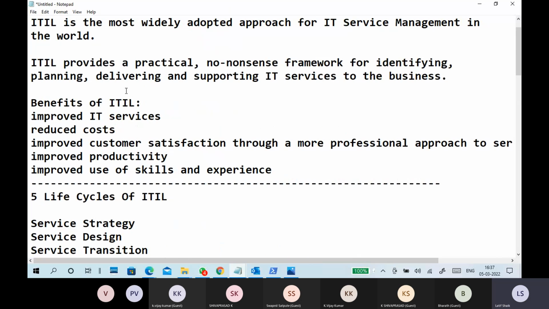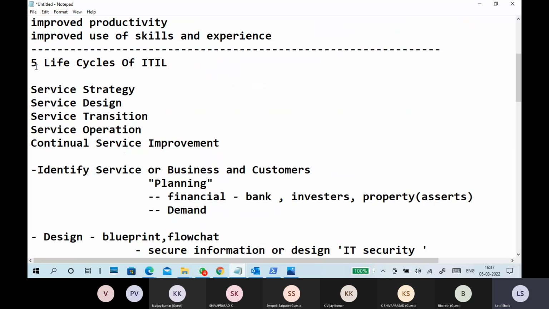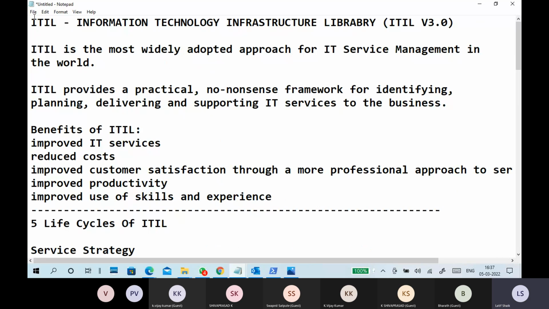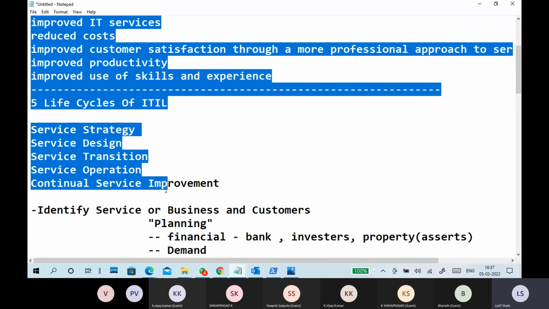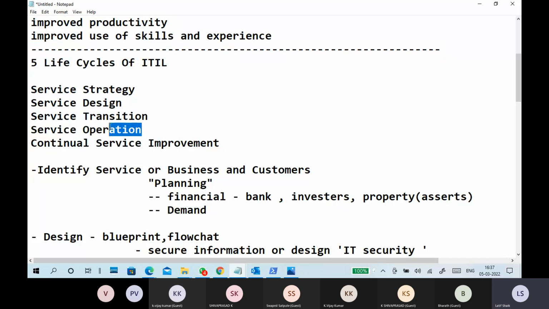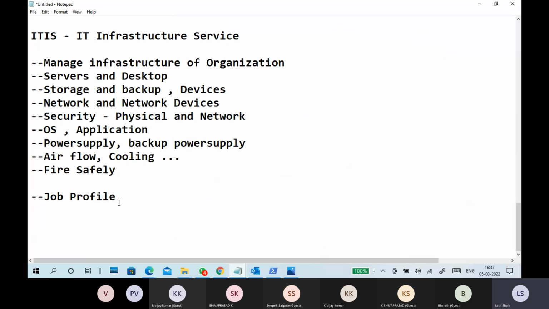Again, I will explain what is ITIL and the 5 life cycles. Again, service operations in that one, service desk also I will explain. Okay, so up to now, I took almost more than 1 hour.